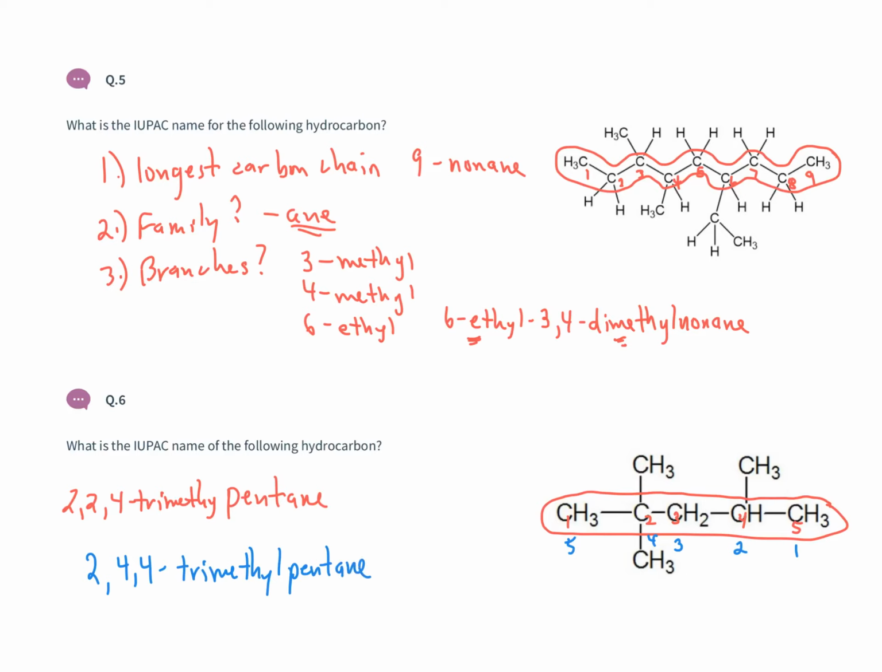And we want the lowest total numbers possible. And so you can see counting from the left, we got 2, 2, 4, which is lower than 2, 4, 4-trimethylpentane. So in this case, when counting from the left or the right, we find that we have a branch at the same carbon from both the left and the right. We want to go with the way that gets us the total lowest numbers possible. And so therefore, counting from the left is the best because that gives us the lowest total numbers of 2,2,4-trimethylpentane.